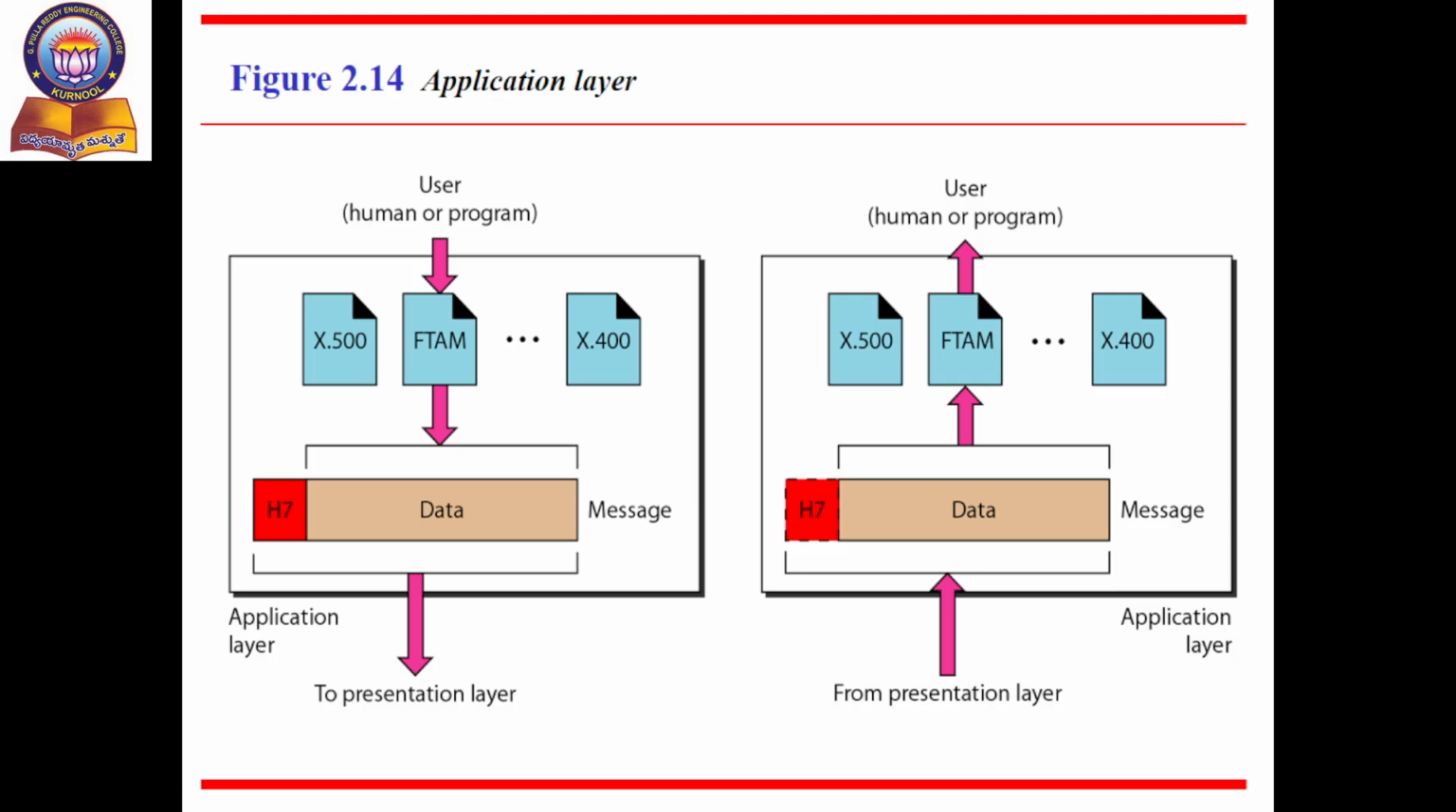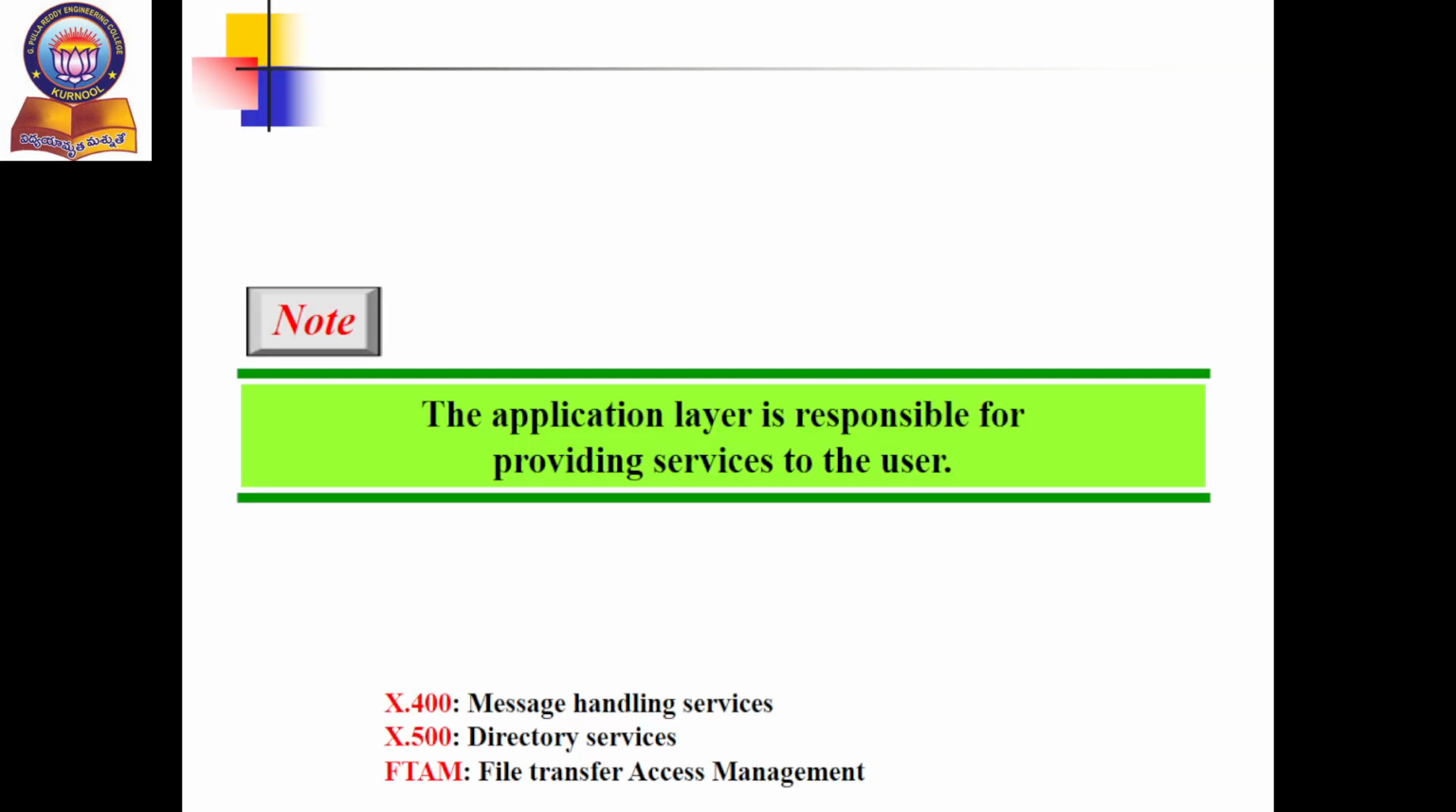And what about the application layer? Below the application layer there is the presentation layer. Above the application layer there are no layers, just users. Users are using this application layer directly. So what is the main responsibility of the application layer? The application layer is responsible for providing services to the user. By default, this application layer provides services to the user. So these are the responsibilities of every layer.